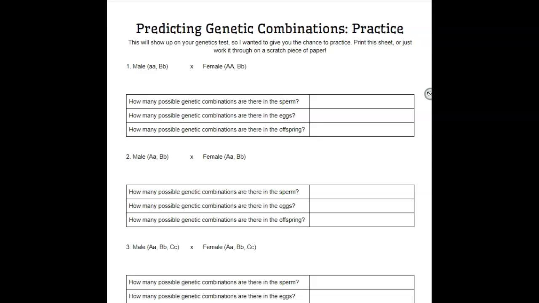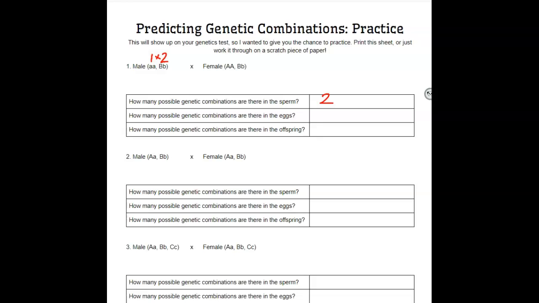So for the male, I'm going to give him a 1 right above his little a, little a. Looking at gene B, or loci B, if you're Dr. Sikora, he has two versions of this gene that he could potentially pass on, a big B and a little b. I'm going to put a 2 right here. In order to figure out how many potential combinations there are in the sperm, I'm going to take 1 times 2. 1 times 2 is 2, so that is going to go here.